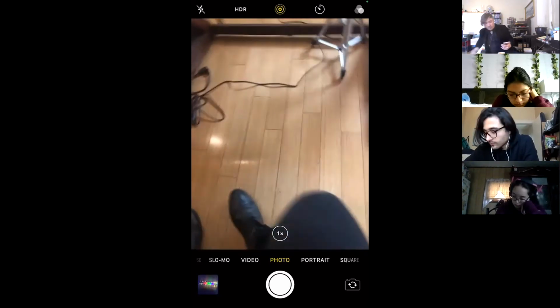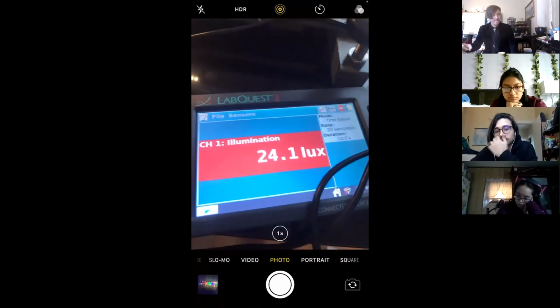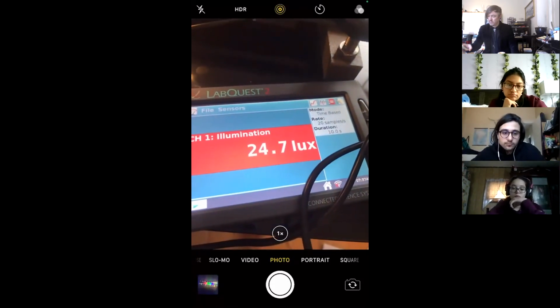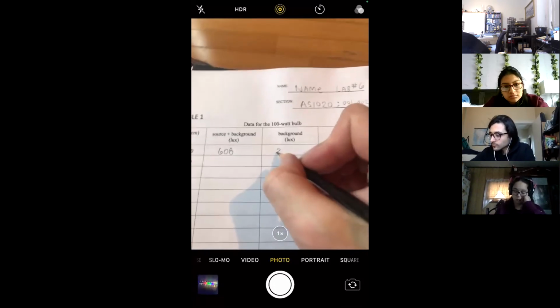Okay, so our source plus background at 10 centimeters is 608 lux. We don't have to write the units because it tells us that the whole data table will be in lux. All right, so now I'm going to turn the lamp off, and I want to do that without disturbing the setup. What's our background reading? 24. Good. You guys can subtract it and tell me the numbers later.